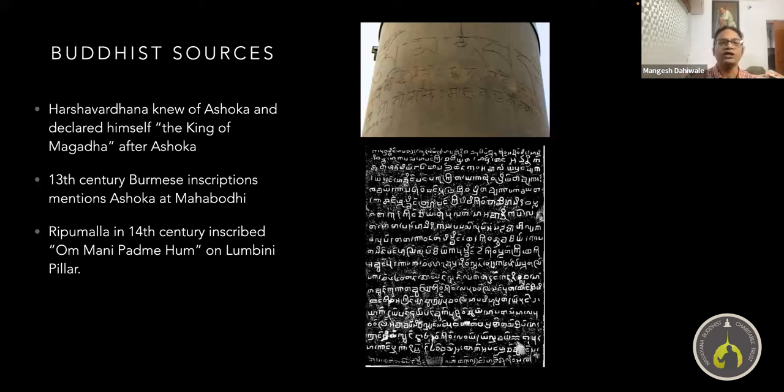Of course, there were other Buddhist sources which helped to discover Ashoka. Harshavardhana knew of Ashoka and declared himself the king of Magadha because he was a friend of Xuanzang. Xuanzang knew Ashoka, and Ashoka's memory was not gone. There is a 13th century Burmese inscription, which I have shown you here, which mentions Ashoka at Mahabodhi, and Ripumalla in the 14th century inscribed Om Mani Padme Hum on the Lumbini pillar that I have just shown you.